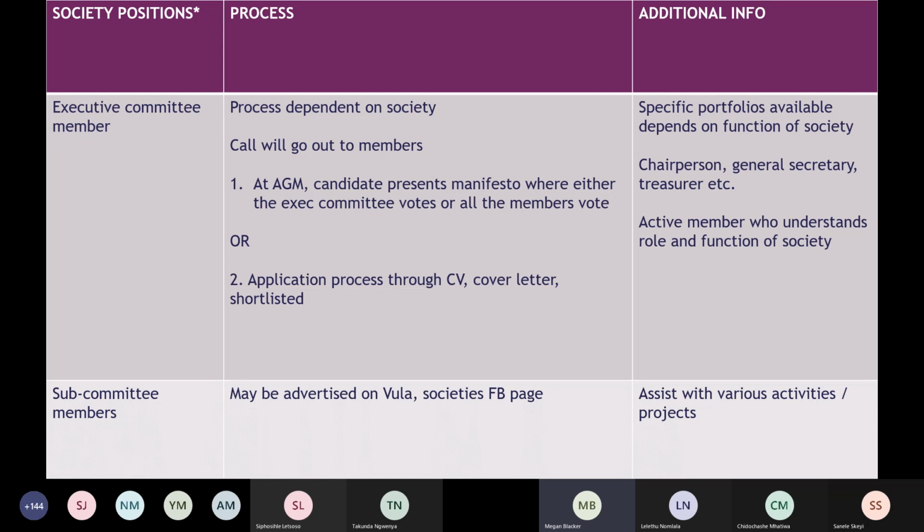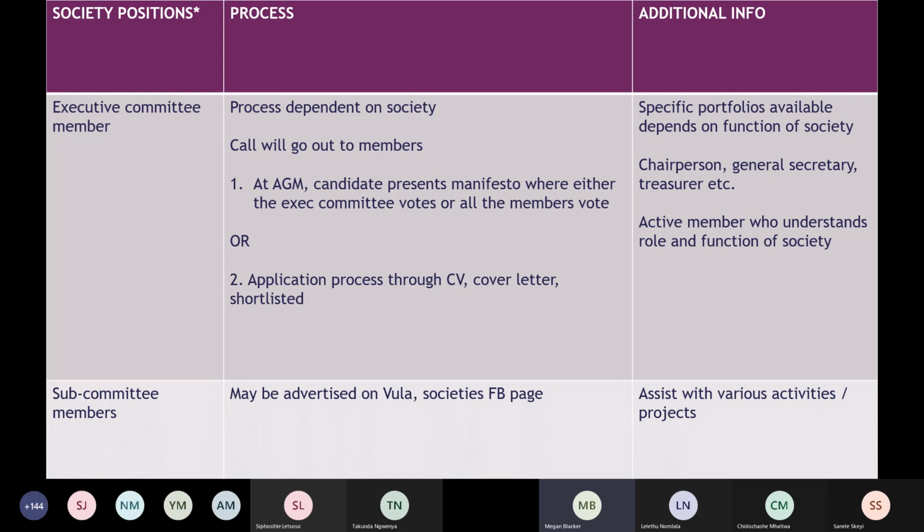These are obviously all voluntary. And the process, I must say here, is dependent on the society. So either you'd have to submit your CV, your letter of motivation, as well as your referees, or it will be presenting a manifesto in front of the society, in front of the executive members, but it really just depends on the society that you are interested in. So I think the big take-home message is to read the instructions really, really carefully.